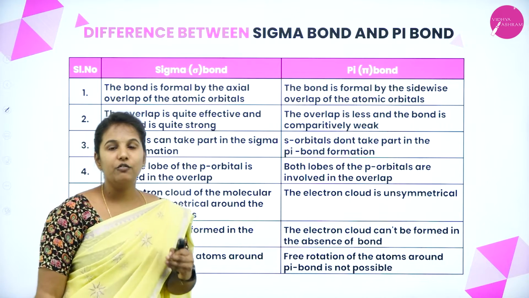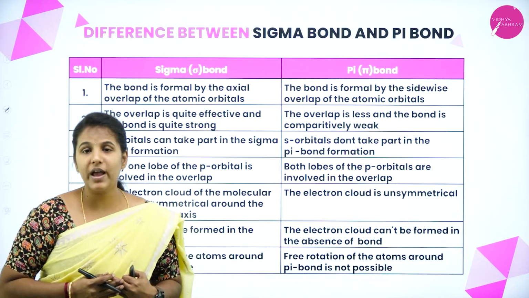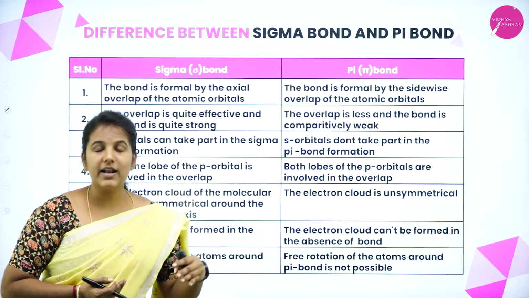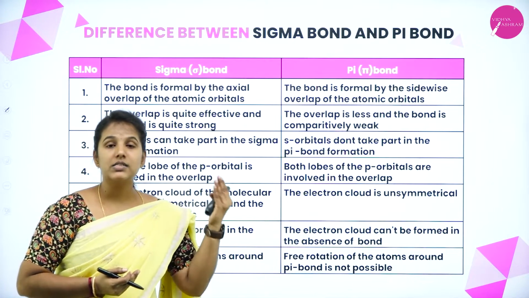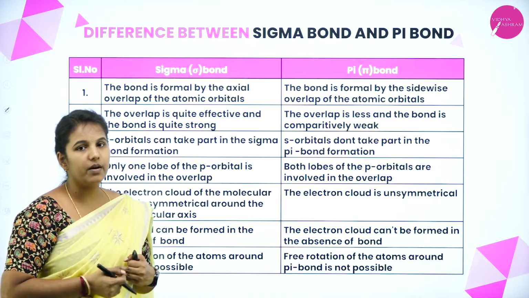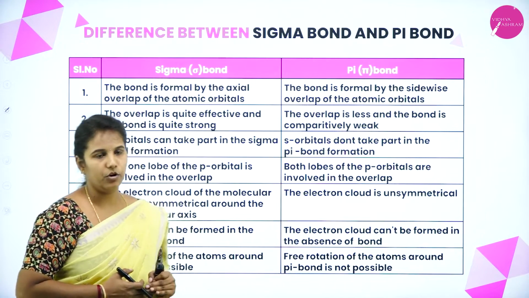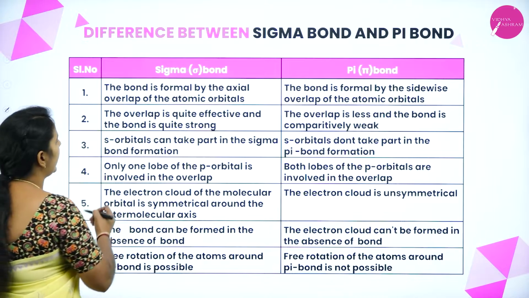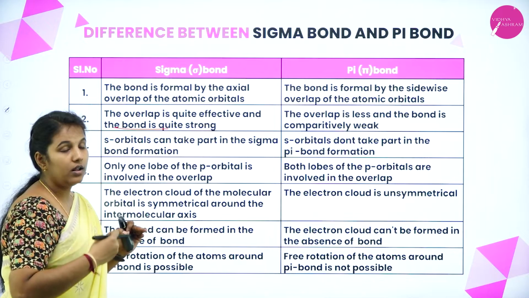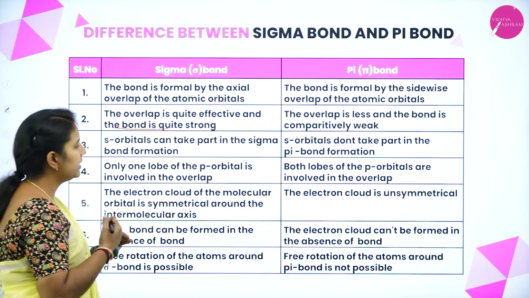Now let us see what the differences are between sigma bond and pi bond. Just now we have learned that sigma bonds are formed by axial overlapping, whereas pi bonds are formed by what? Sideways or lateral overlapping. Always remember that sigma bonds are much stronger compared with pi bonds. The overlapping is quite effective and the bonds are strong. For pi bonds, overlapping is less effective and they are comparatively weaker than the sigma bond.